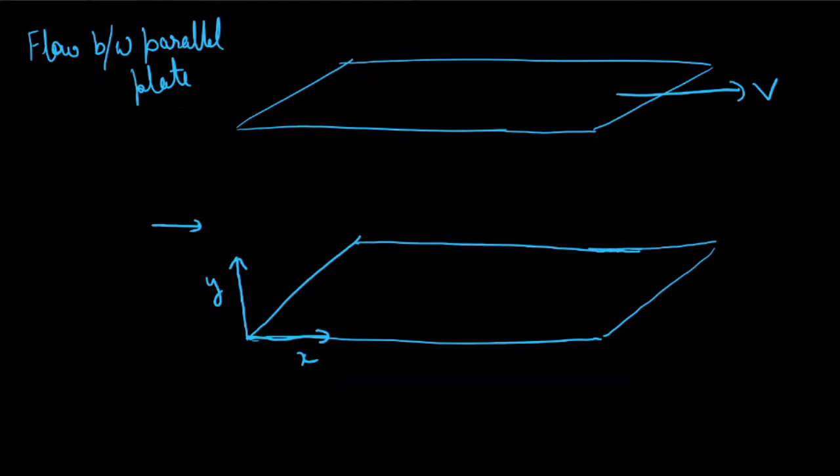One of these plates, which is the bottom plate, is stationary and it is not moving, so here the velocity is 0. And the second plate, which is at the top and which is at a distance h from the bottom plate, is moving with velocity V, capital V.